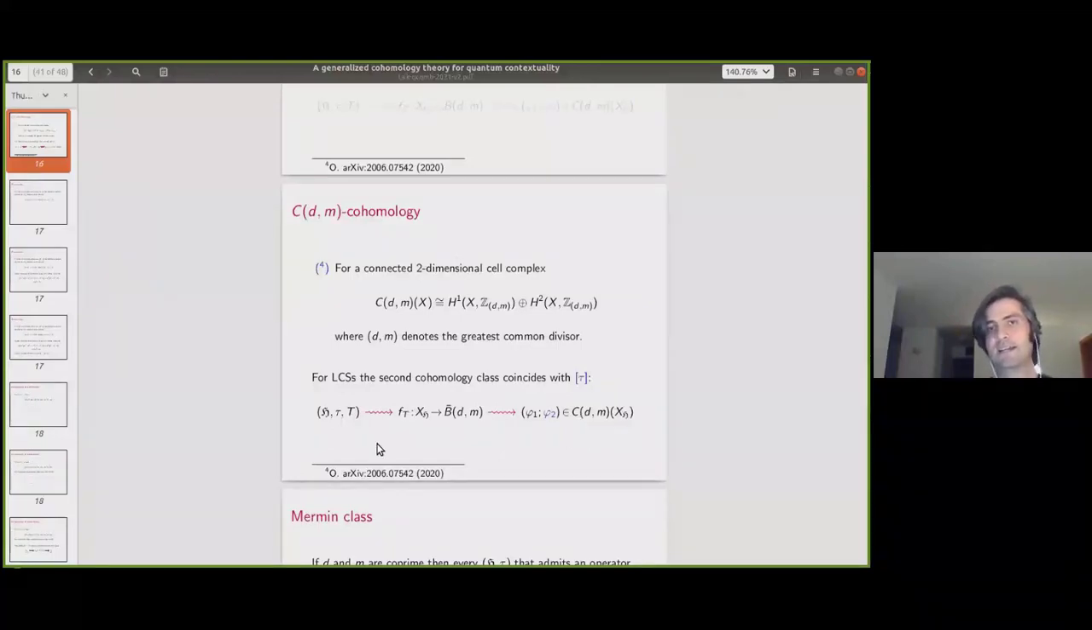Essentially, there are two things to look at in this diagram. One is to understand the precise relationship between the lattice model that corresponds to the Bouvan phase and the class in the CDM cohomology. The other thing is how they are interacting inside this cohomology theory with the Mermin class. So the links require more thought and more detailed study of how these classes come into existence.